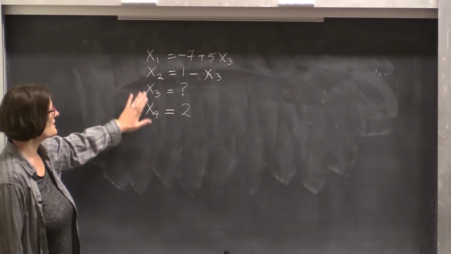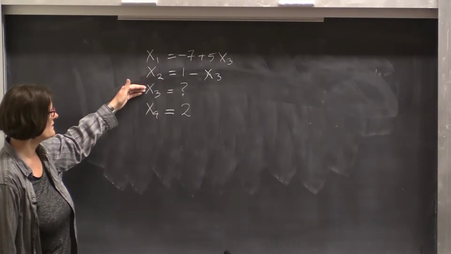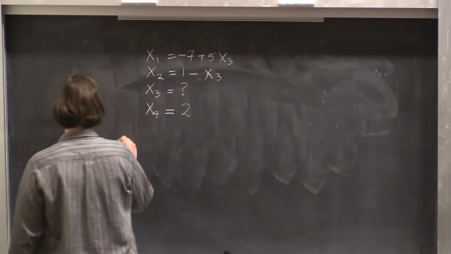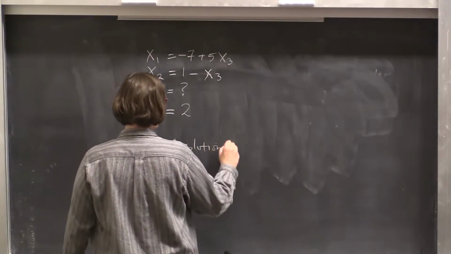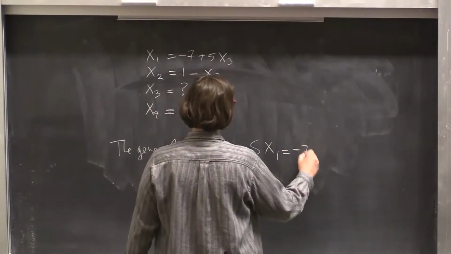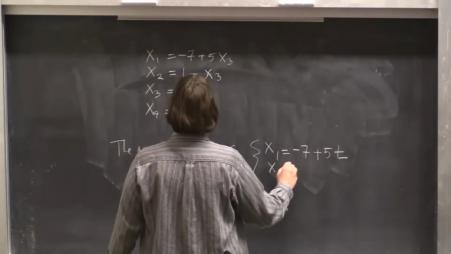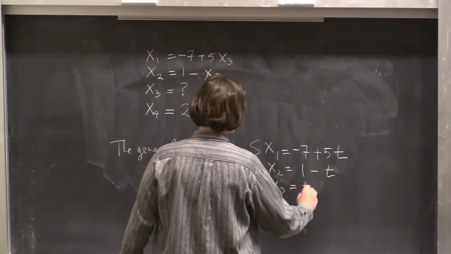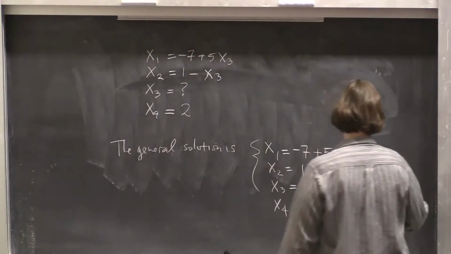So whatever value x3 takes, that will then determine x1 and x2. So we say that x3 is free. x3 can be whatever it wants to be. It will then determine x2 and x1. So we would write the general solution as x1 equals minus 7 plus 5t, x2 is equal to 1 minus t, x3 is equal to t, x4 is equal to 2. And t can be any real number.